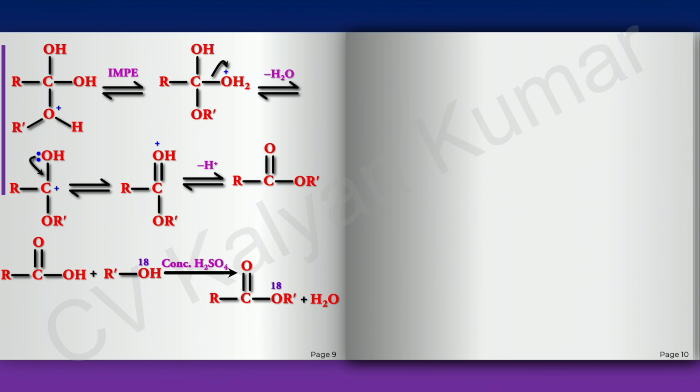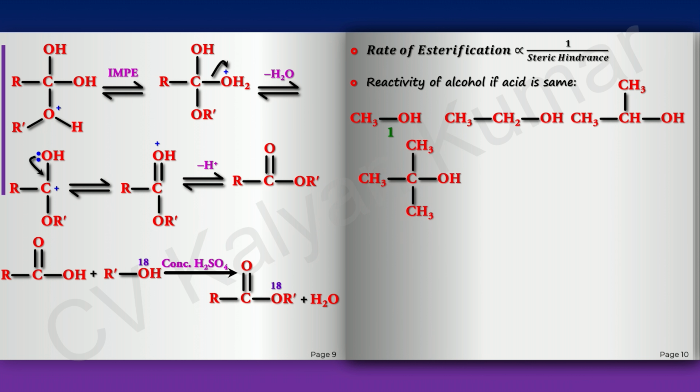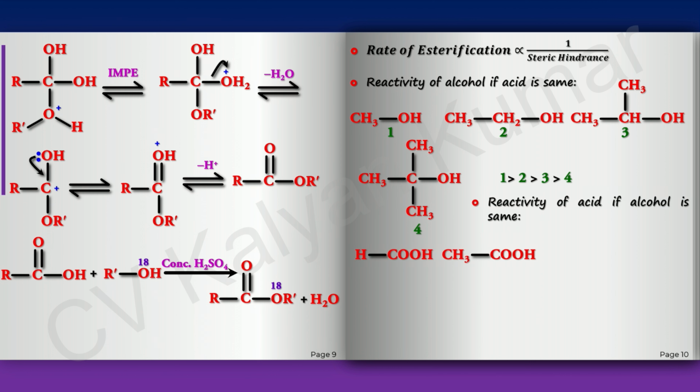Now, it seems that the rate of esterification is inversely related to steric hindrance of both alcohol and acid. So both the alcohol and acid would have to have least steric hindrance to have high reactivity. So predict the reactivity of alcohol if the same acid is used. So between these alcohols, can you tell me what is the order of reactivity? I think you can very easily do that. Inversely related to steric hindrance. And what happens to the reactivity of acid if alcohol is same between these?